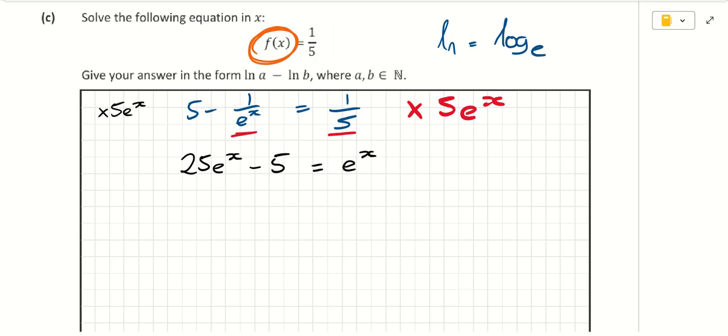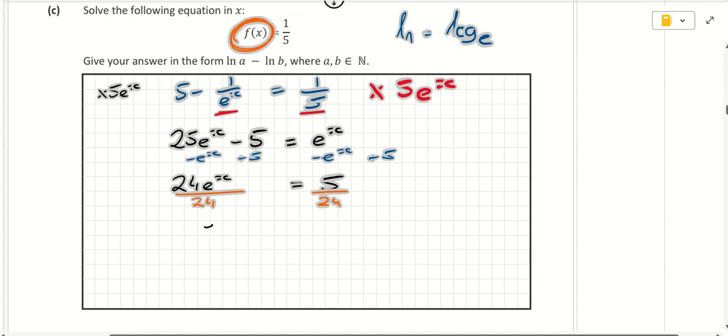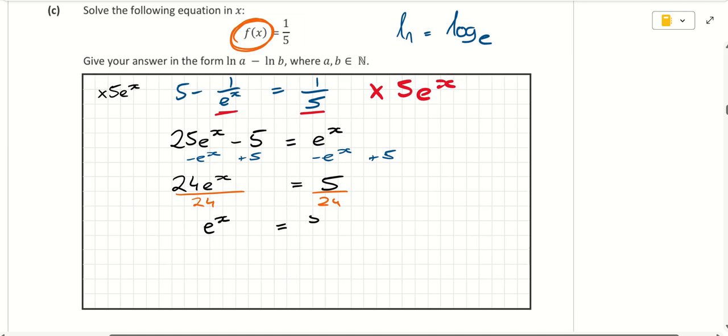Now we've got something that vaguely resembles a linear equation. So let's minus e to the power of x from both sides, and let's plus 5 to both sides. And that should work things out nicely. So we get 24e to the power of x equals 5. Right, and let's try and get x on its own. So let's get rid of this 24. So we'll divide both sides by 24. And we get e to the power of x equals 5 over 24.